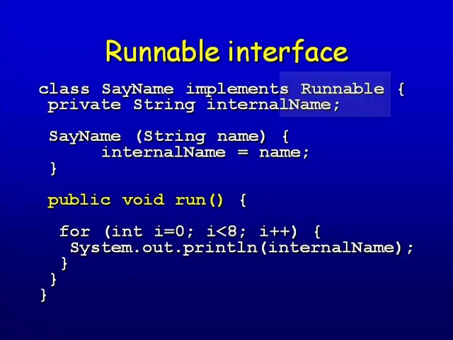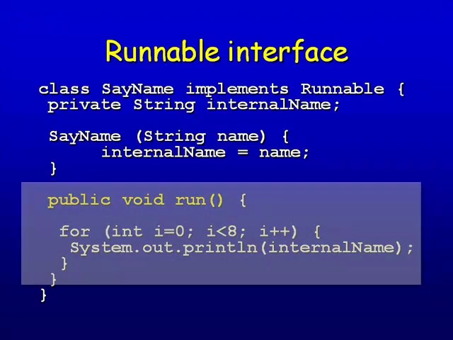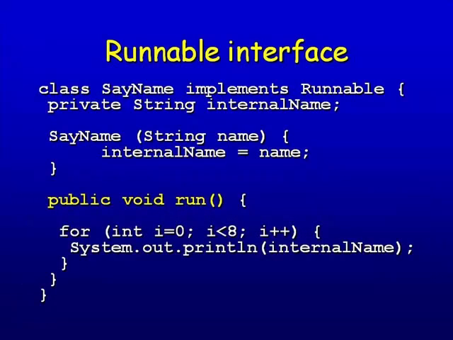A Java class can implement many different interfaces, and so the Runnable Interface, as you might guess, has one method called run, and that's where you would put the code that you want to have run in a separate thread. So what we've done here is we've set up a separate class called sayName that implements Runnable. There's the run method, and it's used to simply store an internal name, and its run method will simply print that name out a certain number of times.